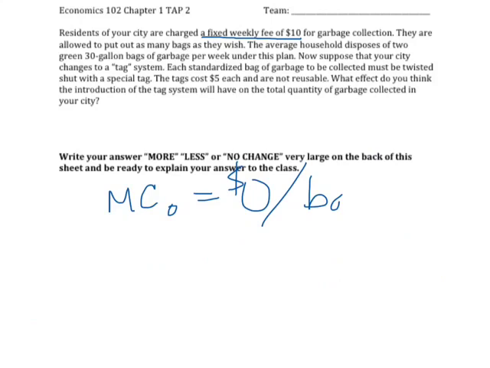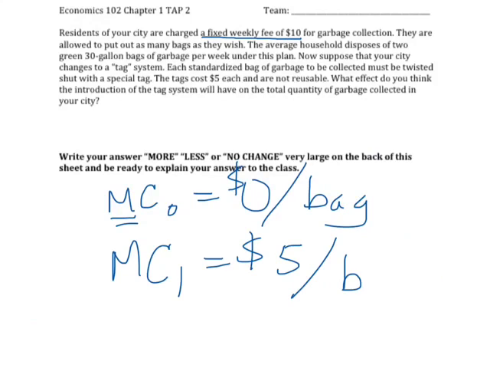or the units. This is the marginal cost. That $10, once you pay it, is a sunk cost. But the marginal cost under the bag system, or under the tag system, I guess I should say, is now $5 per bag. And, you know, by the incentive principle, if the benefits of the action are the same, but the costs have gone up, you should do less.